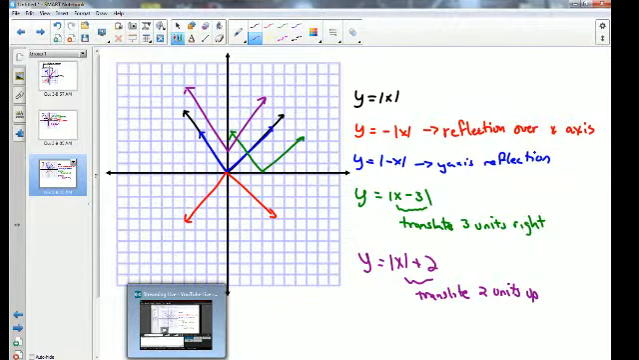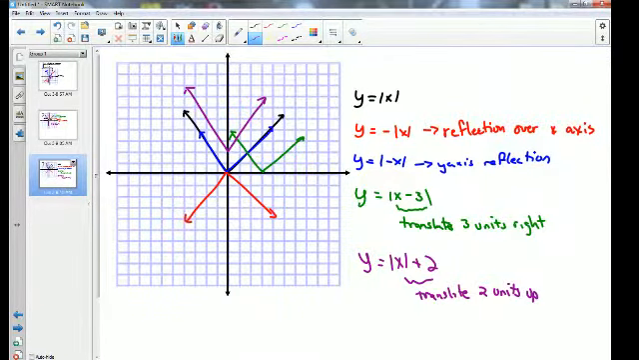Why don't I show you one more? And then we'll move on. I'll show you how to change slope.